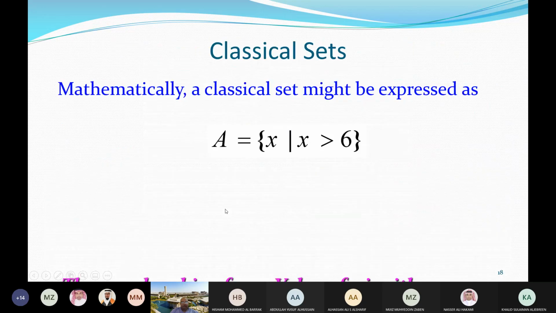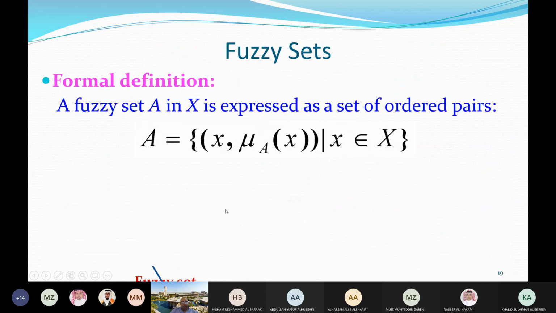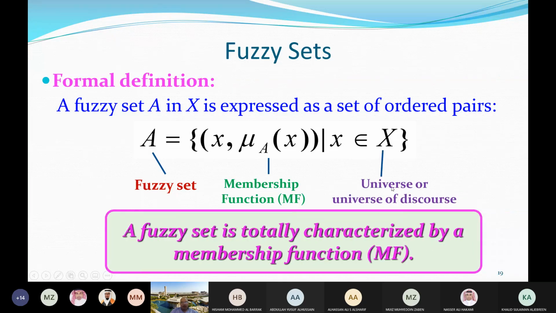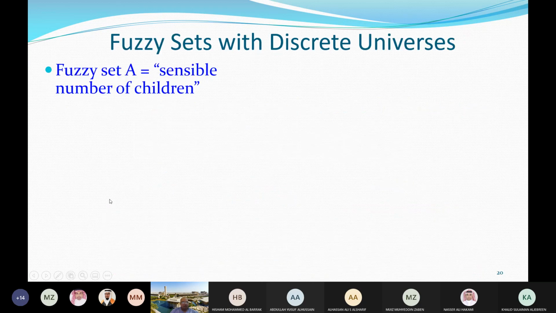Okay, so this is the crisp, this is the fuzzy set. Fuzzy set is defined as a pair of values and the degree of membership. And this is the universe of discourse. As we mentioned, we can have a continuous or a discrete universe, as we will see in a few minutes. A fuzzy set is totally characterized by a membership function. We will see different shapes of membership functions right now, inshallah.